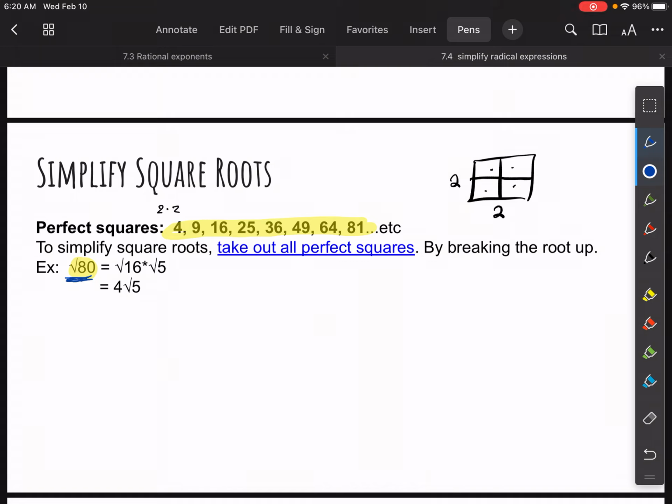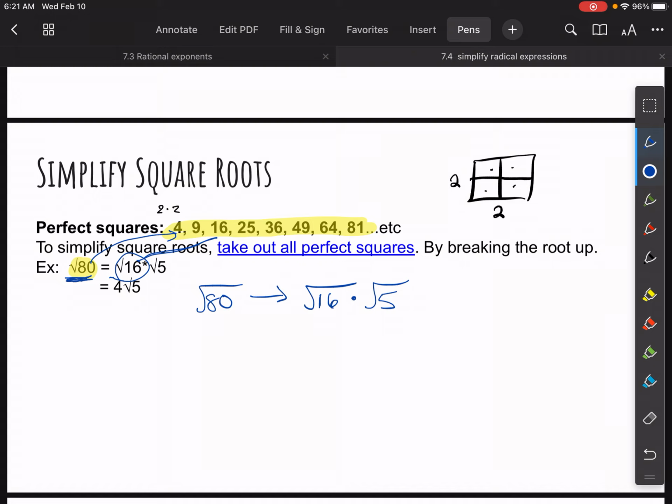And right off the bat, I know that 4 does, right? So 4 would go in evenly, but I always look for the biggest one. And in this case, as you can see from the example here, 16 goes into 80. And 16 is also a perfect square. So always take out the biggest one that you can find. So since 16 goes into 80, I can rewrite the square root of 80 as the square root of 16 times the square root of 5.